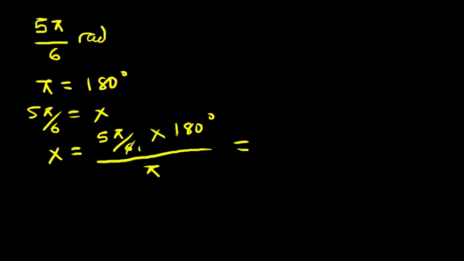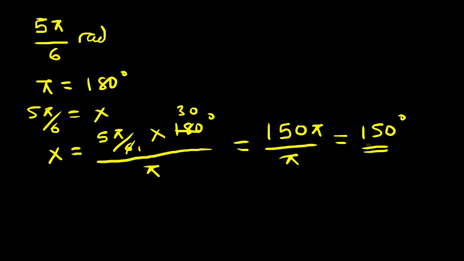So 6 there is 1. Then 6 into 180 is 30. So we'll have 5 times 30, which gives us 150. So that will be 150 pi over pi. Then that is equal to 150 degrees.